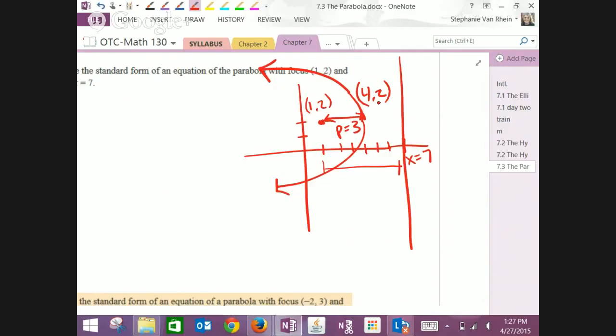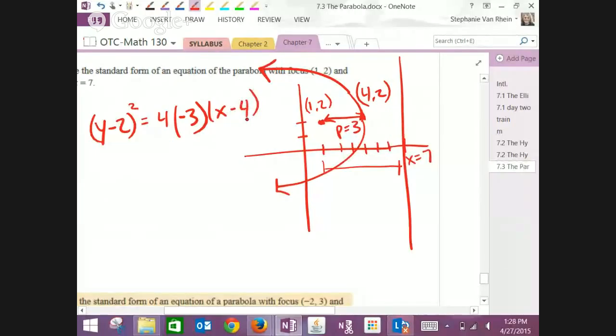So what component is squared? The y, right? So I have y minus 2 squared equals... P is 3, right? So if I have 4, is P positive or negative? Negative, right? Negative 3 over 4. No, P is 3. Minus 3. And then what's the shift in x? x minus 4.